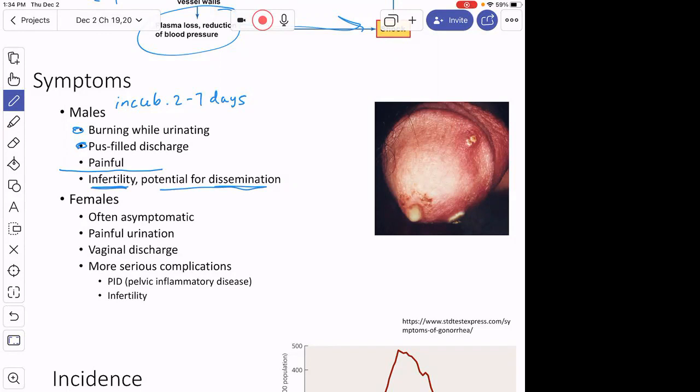In females, symptoms very different. At least 50% of the time, females don't have any symptoms at all. And that doesn't necessarily mean it's not a problem. If they do have symptoms, it often will mimic either a bladder infection or a vaginal yeast infection. So painful urination or vaginal discharge. If females don't seek treatment, then it can lead to more serious complications.